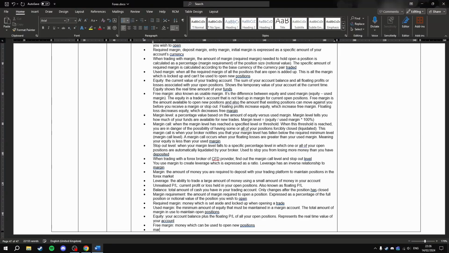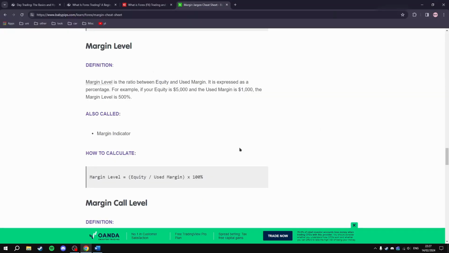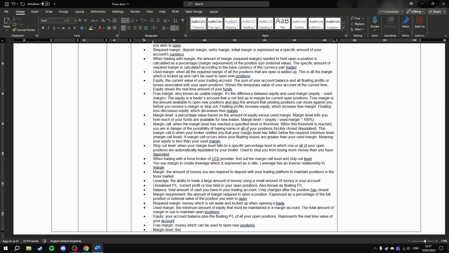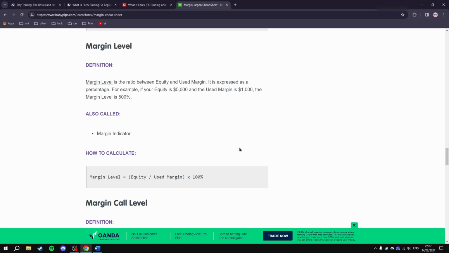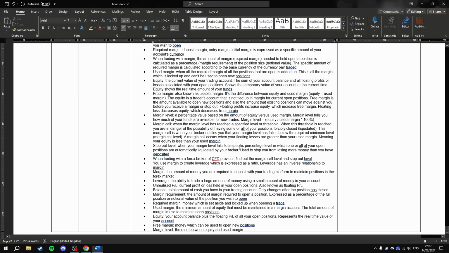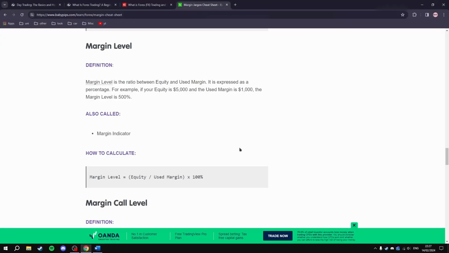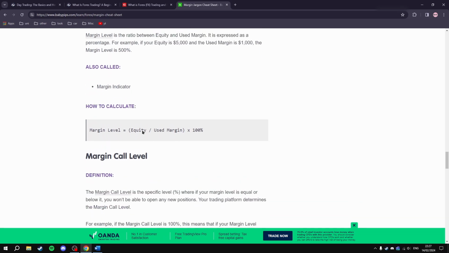Margin level. Margin level is a ratio between equity and used margin. It is expressed as a percentage. For example, if your equity is 5,000 and the used margin is 1,000, the margin level is 500%, also called margin indicator. How to calculate? Margin level is equity divided by used margin times 100%.